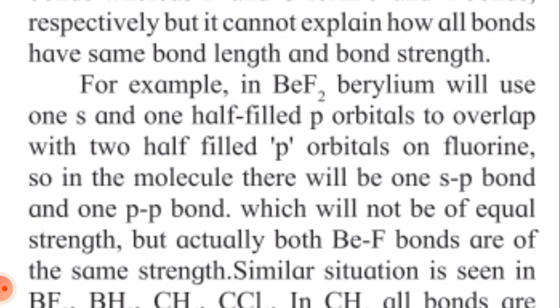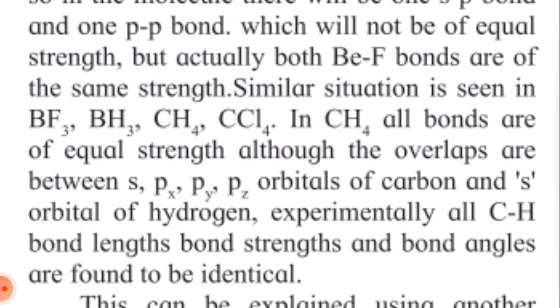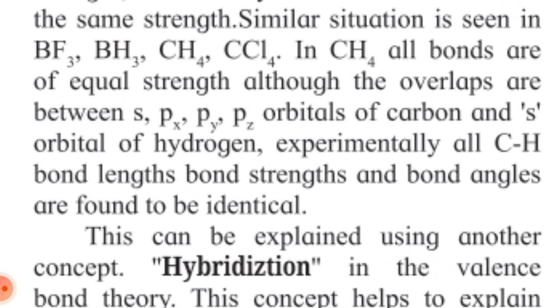For example, in beryllium difluoride, beryllium will use its 2s and one half-filled 2p orbital to overlap with a half-filled 2p orbital of fluorine. So in the molecule there will be one sp bond and one pp bond, which will not be of equal strength. But actually both beryllium-fluorine bonds are of the same strength. A similar situation is seen in boron trifluoride, boron trihydride, methane, carbon tetrachloride.